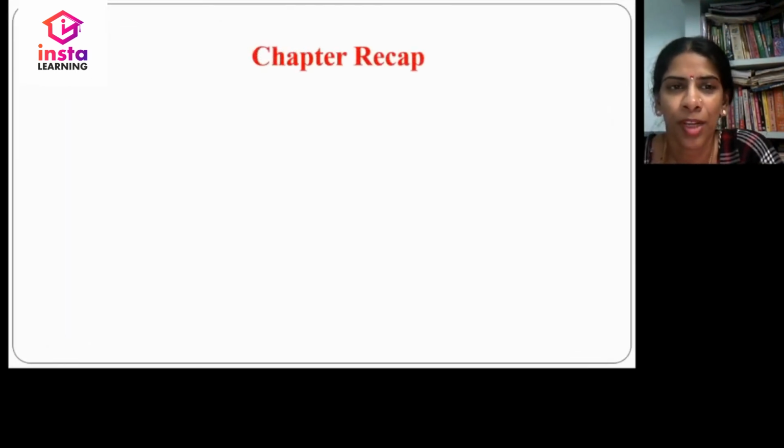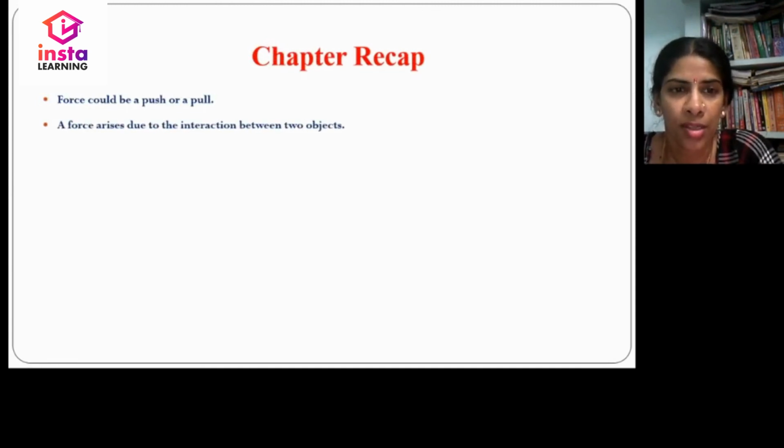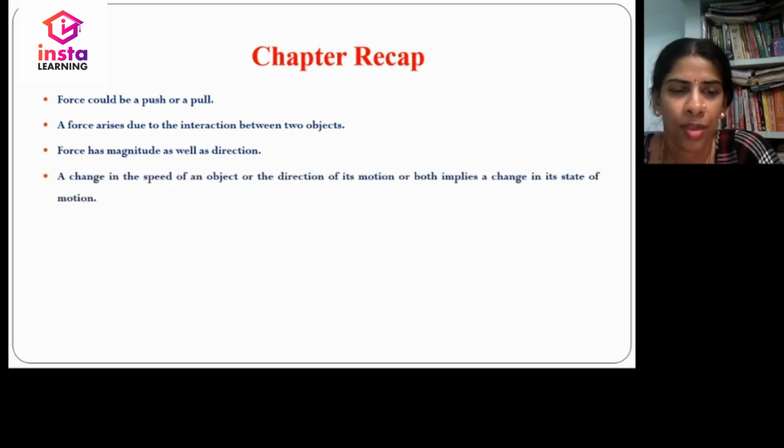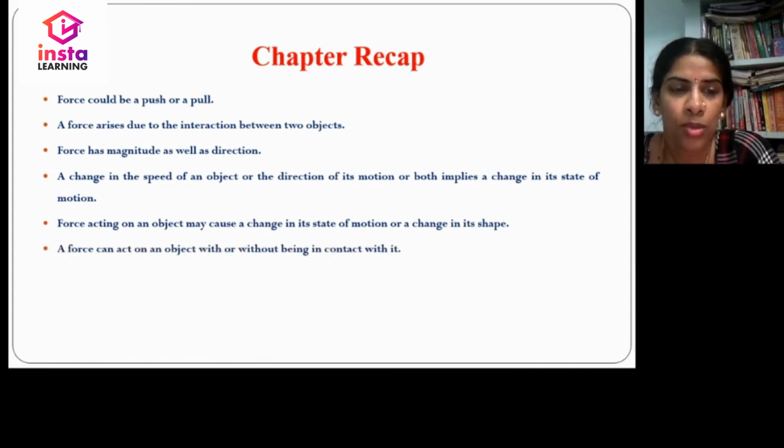Let us have a chapter recap. Force could be a push or a pull. A force arises due to the interaction between two objects. Force has magnitude as well as direction. A change in the speed of an object or the direction of its motion or both implies a change in its state of motion. Force acting on an object may cause a change in its state of motion or a change in its shape. A force can act on an object with or without being in contact with it.